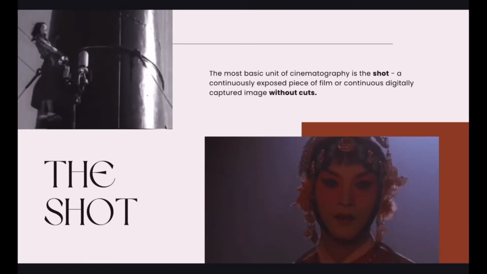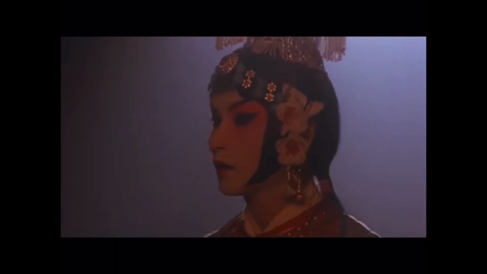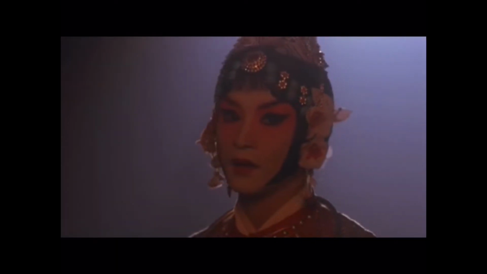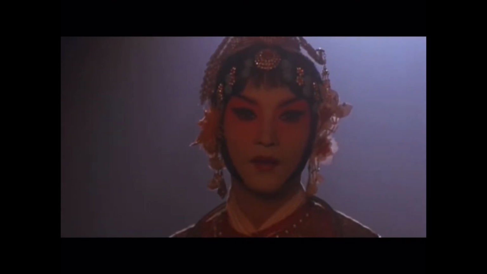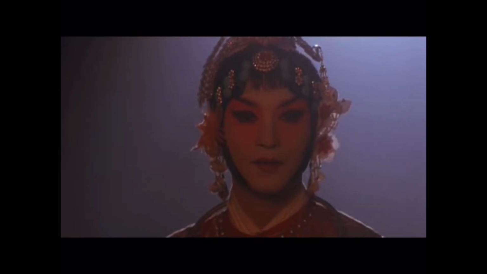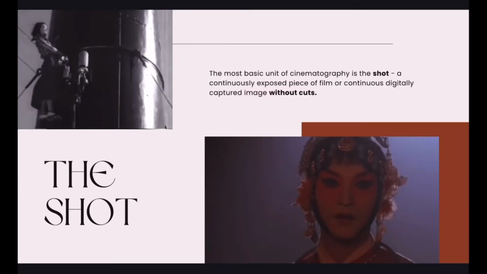The most basic unit of cinematography is the shot, a continuously exposed piece of film or continuous digitally captured image without cuts. Here are some examples of shots from Sports Queen and Farewell My Concubine. Did you notice how they never cut to another image? That's because they are one continuous shot.